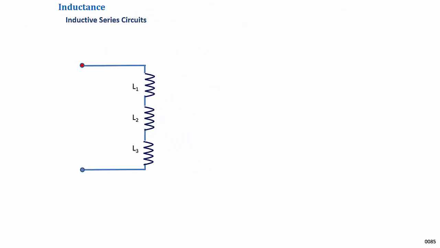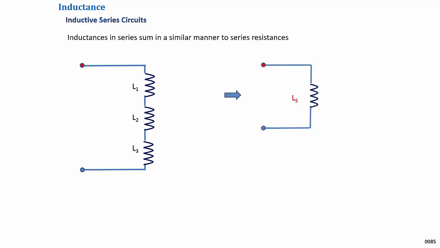A series circuit is one in which all the elements are connected nose to tail. So, in the circuit fragment shown, the 3 elements L1, L2 and L3 are all connected in series. Inductors connected in series sum in a similar manner to resistors in series. An equivalent of the series circuit may therefore be drawn where inductors L1, L2 and L3 may be replaced by a single inductor, Ls.